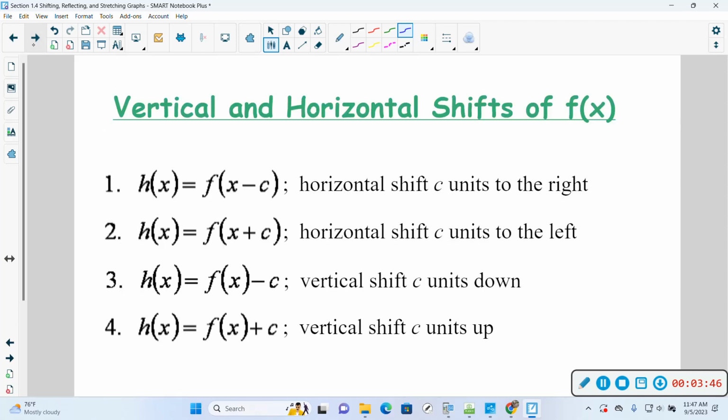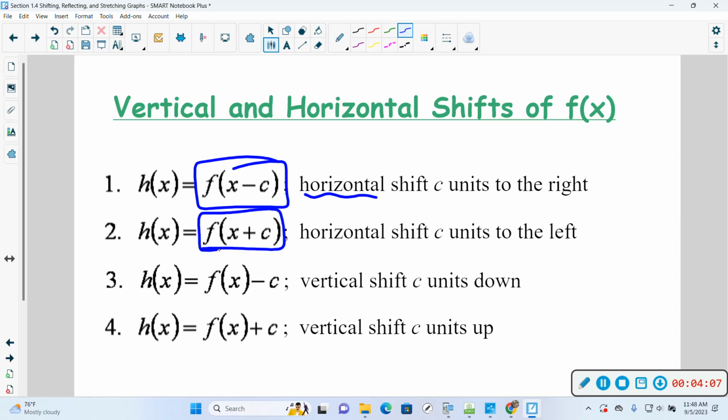Okay, things we have to fill in on the notes. Let's get to it. Horizontal shift, C units to the right. This is what you need to fill in on the blank on your notes. Notice for horizontal, you're adding or subtracting the value inside the parentheses to x. So for the next blank, you're filling this in.